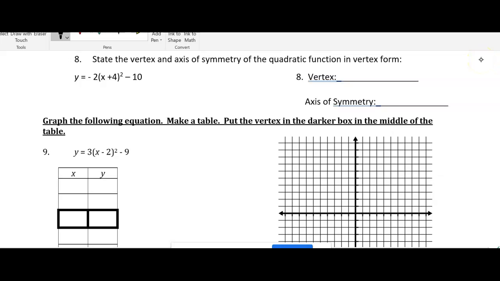Okay, the vertex, we hopefully know this. This would tell us that our x-coordinate is -4. And then since we have that -10 hanging out at the end, that's the y-coordinate of our vertex. And then the axis of symmetry is always a vertical line, which is x equals all the time. And in this case, since our x-coordinate is this -4 here, the axis of symmetry must be x equals -4.